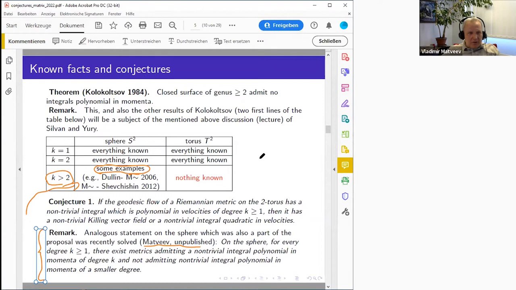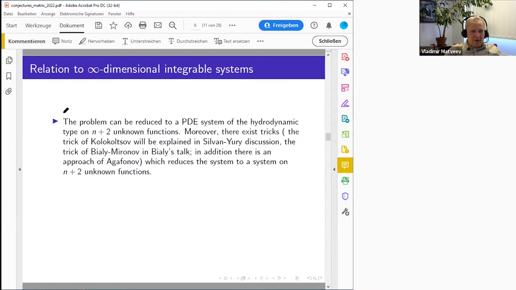So let me comment on the relation to infinite dimensional integrable systems. As I already mentioned, the problem can be unwrapped as a PDE system, heteronomic type, of n plus two unknown functions. This number n plus two can be reduced. There exists a trick.